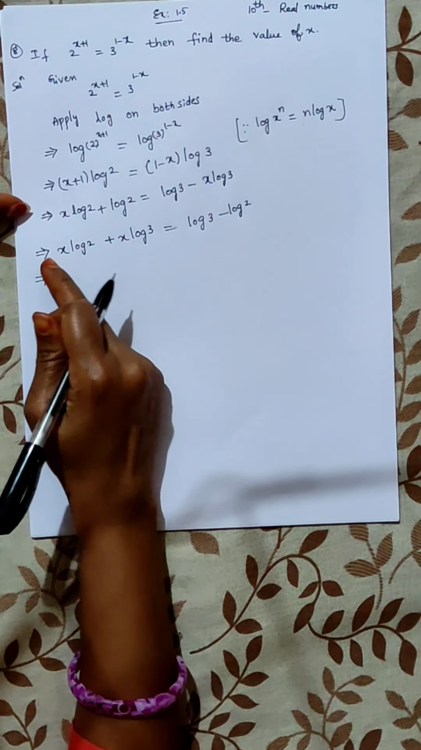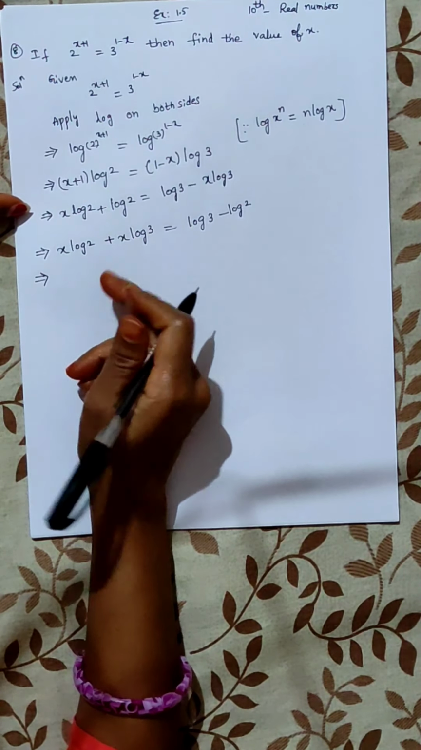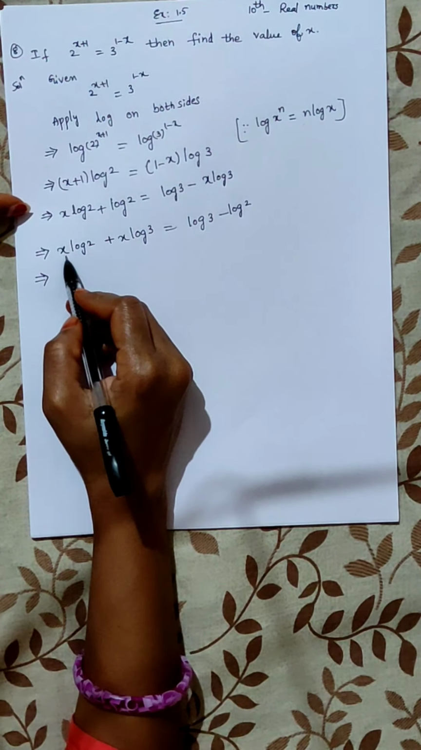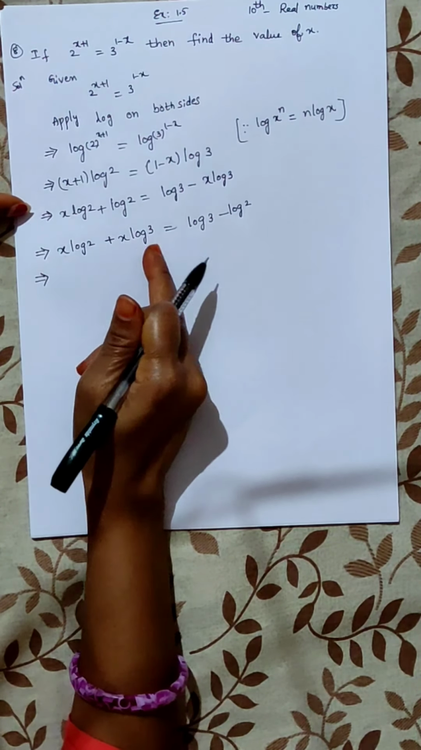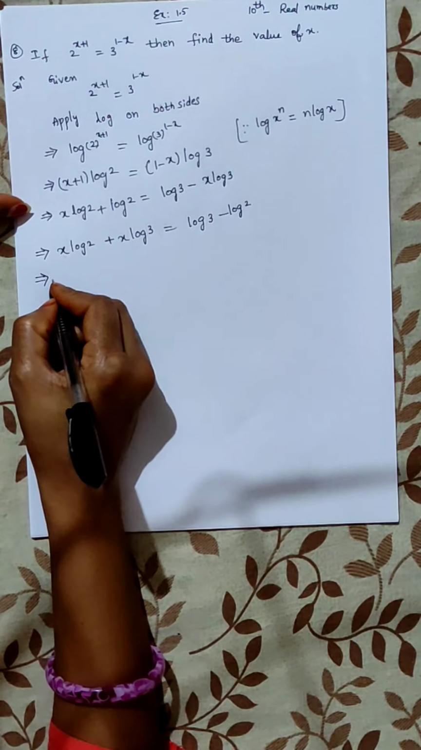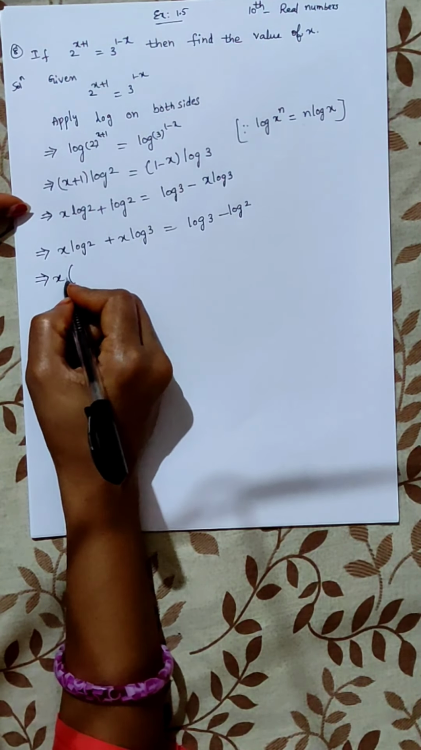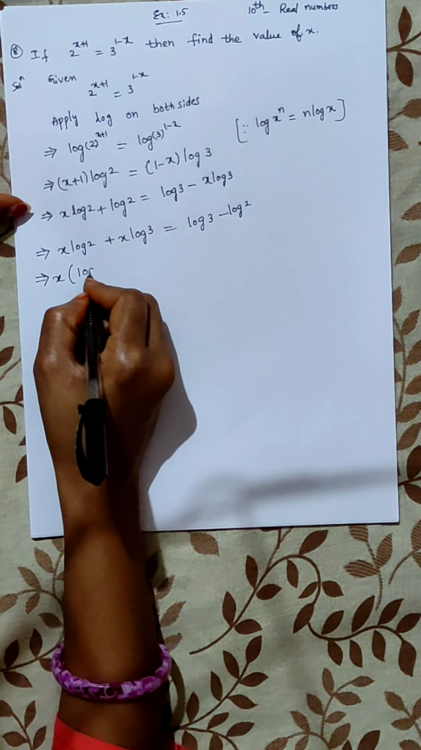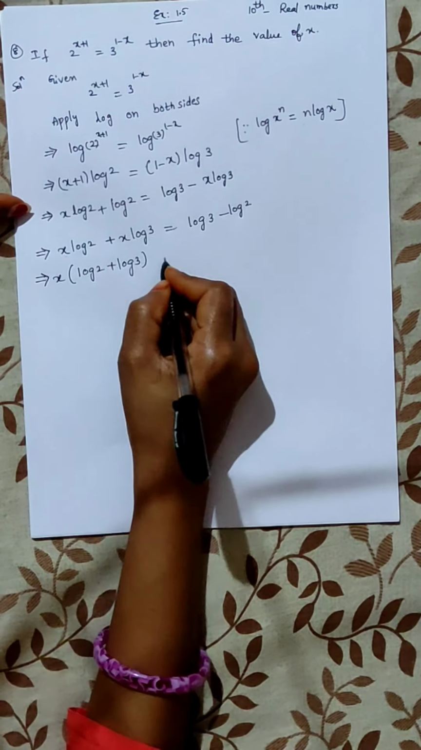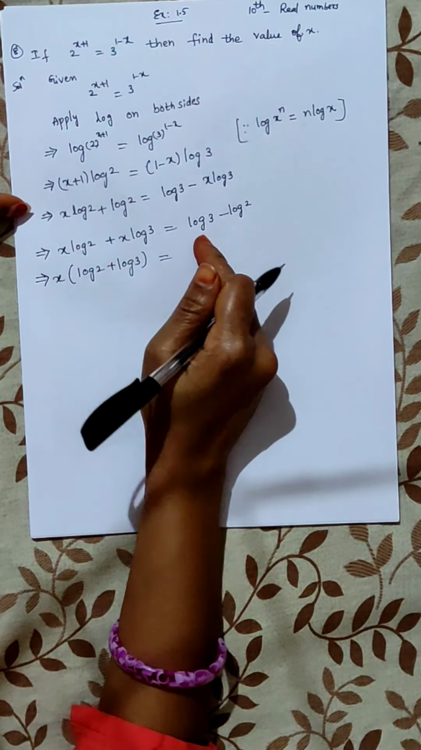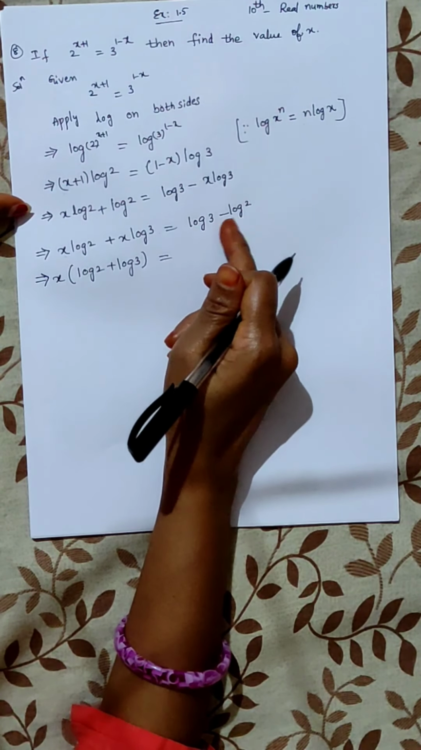So from these two terms we have to take common. What is the common? x is the common, because x log 2 plus x log 3 is there. In this term also we have x, in this term also we have x. If we take x common, x into (log 2 plus log 3) equals log 3 minus log 2. Here the bases are equal; nothing is written means 10 is there.